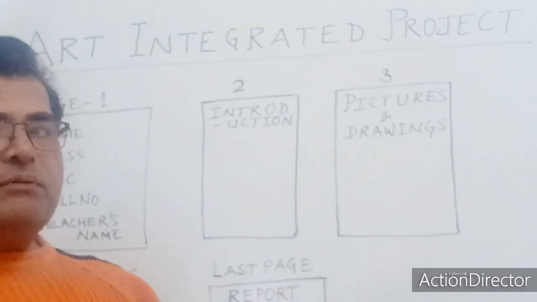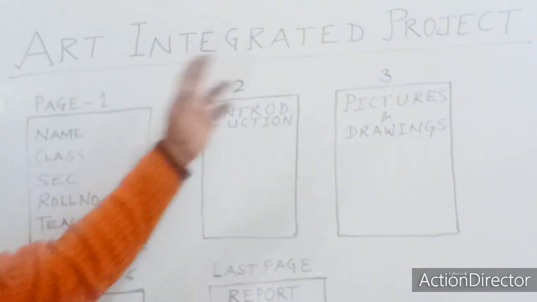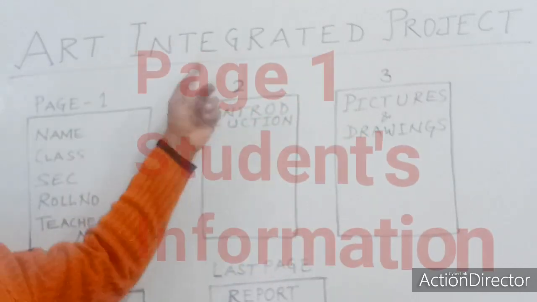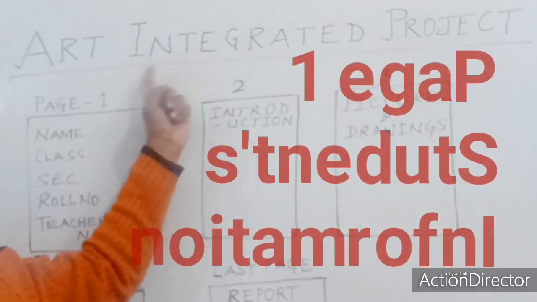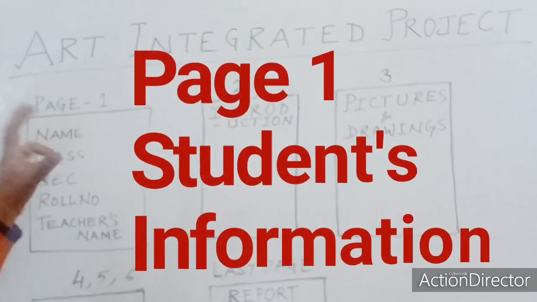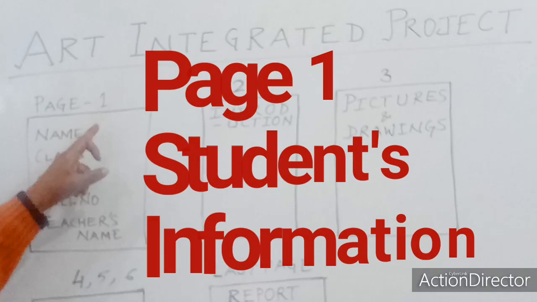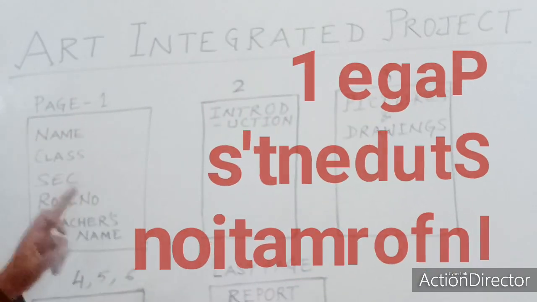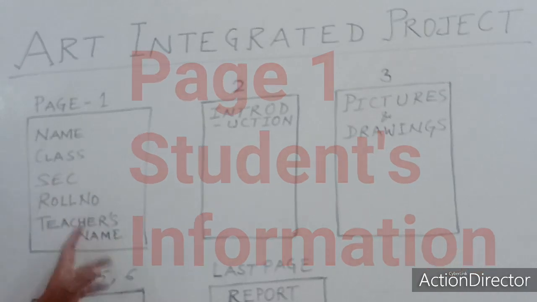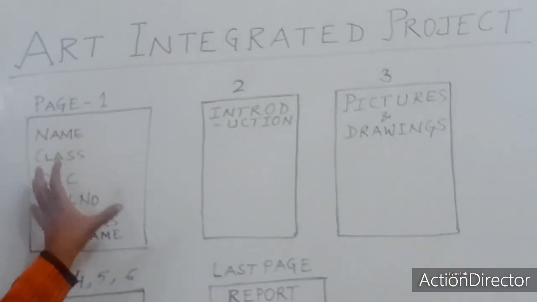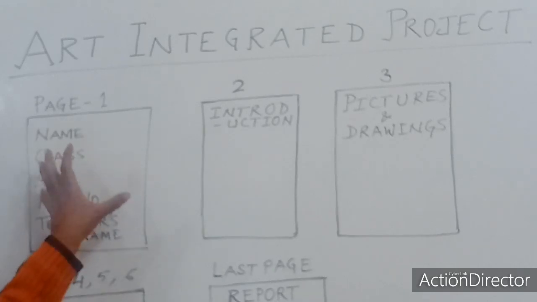Page number 1. Heading will be art integrated project. Then subject also you can write. Suppose that you are making mathematics project, then write mathematics. In page number 1 you have to write your information. Your information means students' information, their name, class, section, roll number, and teacher's name also you can write, to whom you have to submit it. So this will be in page number 1, students' information.